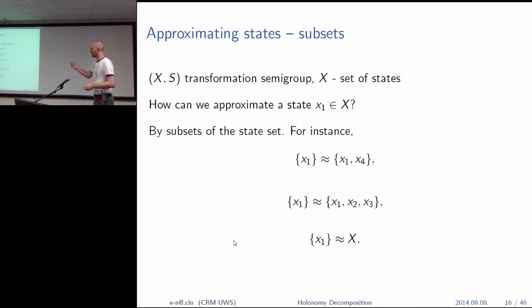Or if I'm a bit more vague, I can say that x1, x2, x3 is an approximation of the state x1. Okay, it's sort of missing knowledge, being a bit uncertain. And then in the extreme case, you can say that the whole state set is an approximation of an individual state, when I really don't know anything about the system.